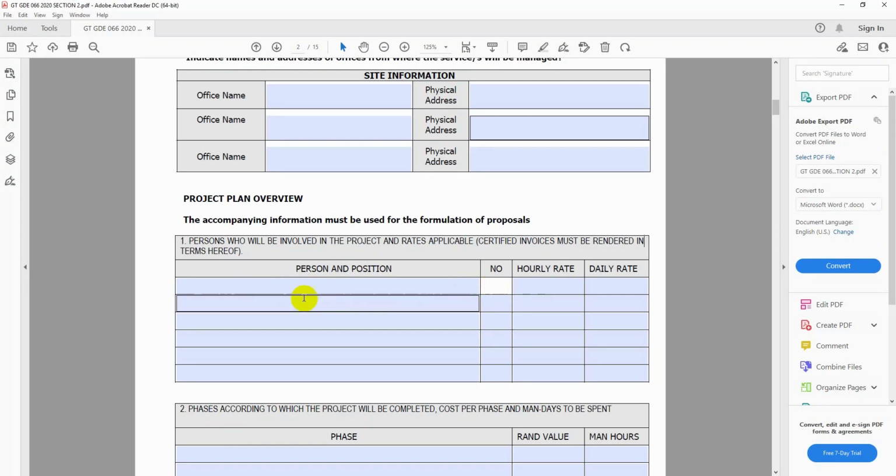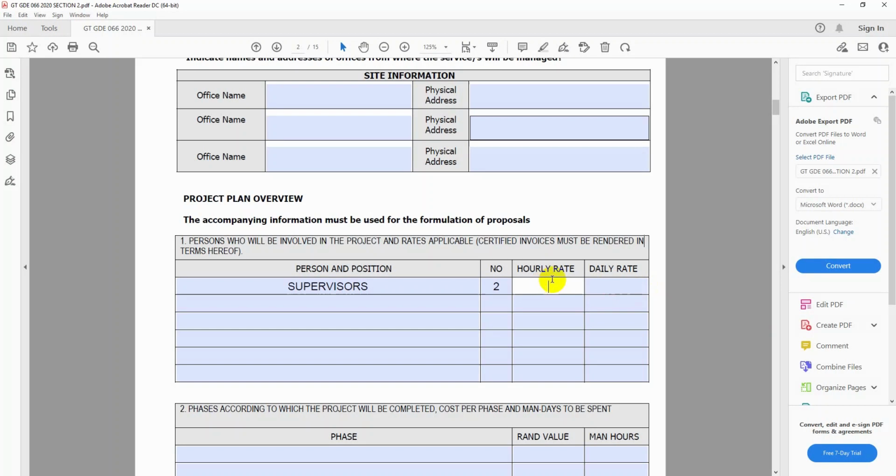And then how many are they? You can just write the supervisors here. If you have 2 supervisors, you write supervisors, and then how many? There are 2. And then how much is the hourly rate? So you need to get their rate. You can check on the Department of Labor website how much you pay supervisors for this kind of work, and how much is their daily rate.